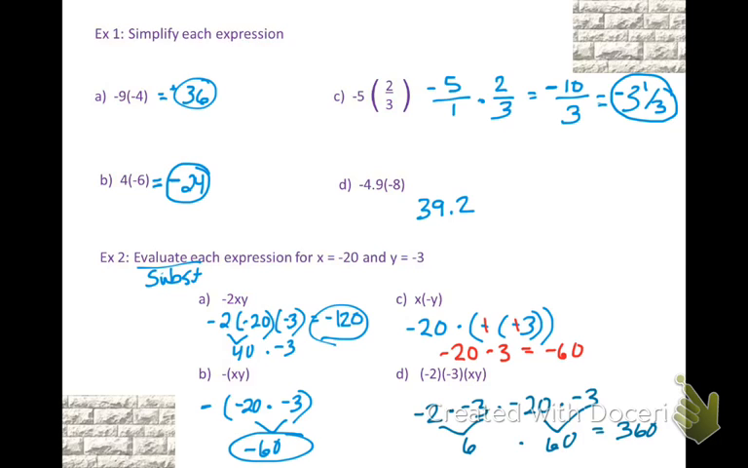All right, for C, I have -20 times -3. Remember, these become positives, and so it's -20 times, that's a times sign right here, 3 equals -60. D, it's -2 times -3 times -20 times -3. I multiplied the 2 and 3 together, that got me 6. And I multiplied the -20 and the second -3 together, and that made +60. So 6 times 60 is 360.